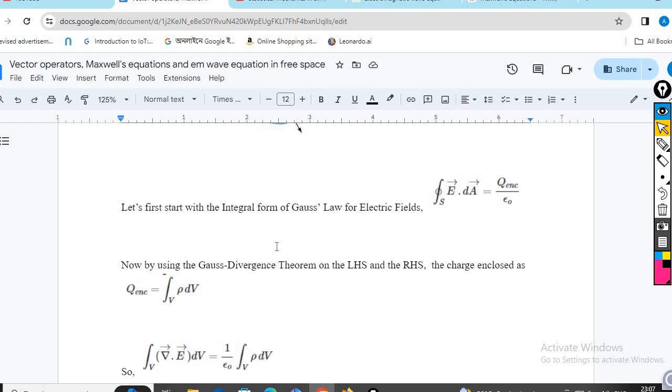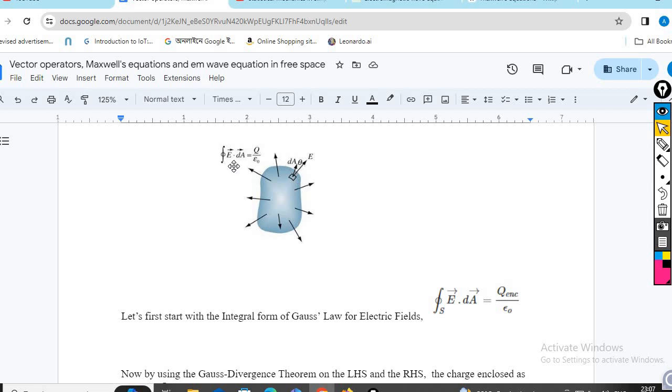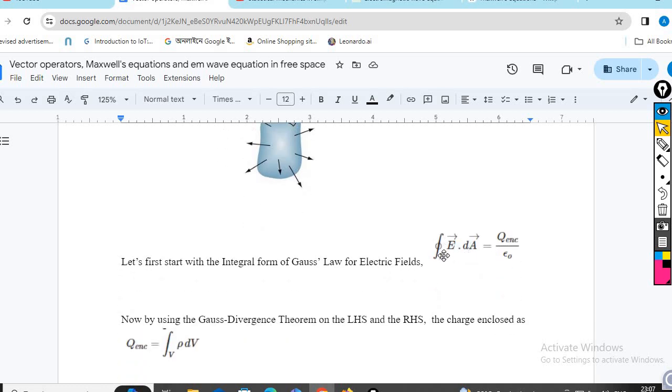Now this is given as the integral form. Obviously we are talking about a surface integral. So the integral over electric field is equal to total charge divided by epsilon 0. Epsilon 0 is the mathematical expression for the lines of forces.